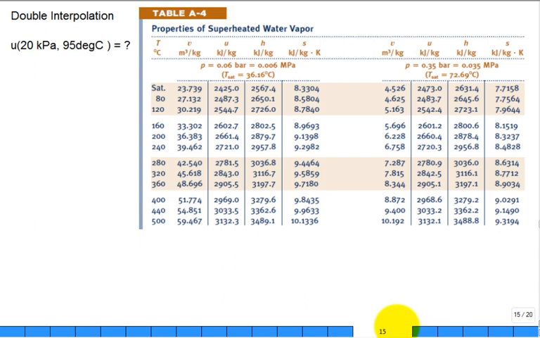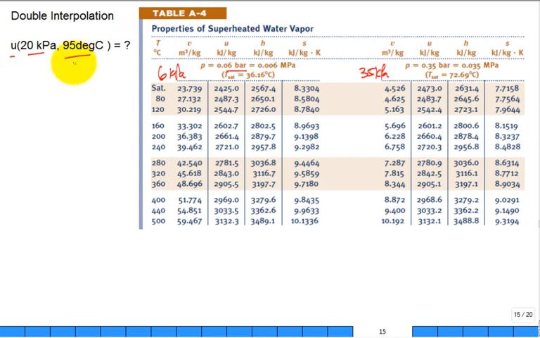Here's an example. I need the internal energy at 20 kilopascal and 95 degrees C. So I determined that it's superheated vapor. So I go into the tables and I'm looking for a table that's, well, first of all, 20 kilopascal. This here is 6 kilopascal, and this is 35 kilopascal. Okay? So 20 is in between.